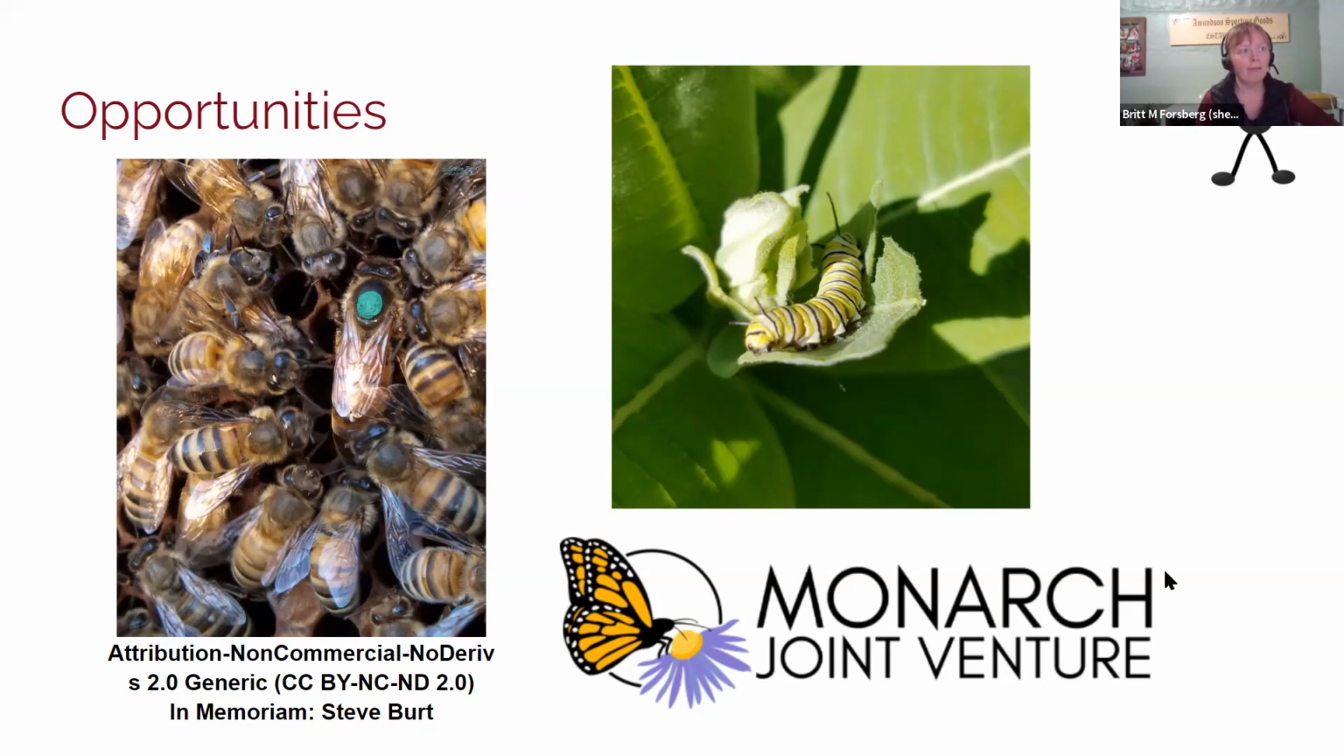The other place I would send you to is Monarch Joint Venture. It used to be known as the Monarch Larva Monitoring Project. This is looking at one particular site over a season and counting the number of monarch eggs, number of monarch caterpillars, and what instar they're in, so what stage they're at. They grow a bit and then shed their exoskeleton and then grow some more. Each of those stages is called an instar. That kind of data tracking over the summer becomes really important.